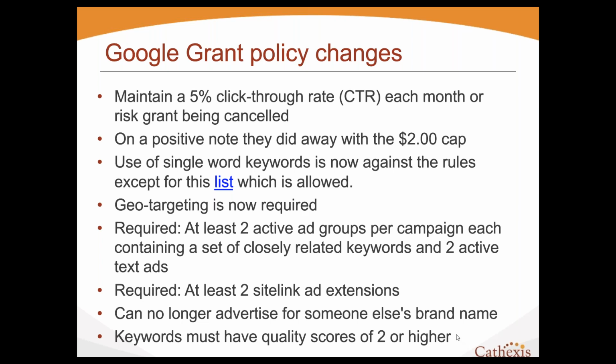and the keywords must have a quality score of 2 or higher now. Quality score is a black box algorithm that Google uses to assess how relevant your ads and the experience are for the users that come in through your advertisements. It's a 1 to 10 scale, with 10 being very good and 1 being very bad. Essentially they're saying that you need to keep a fairly high quality score. Again, this is just another example of how they're really pushing you to provide the best experience to your audience as possible.